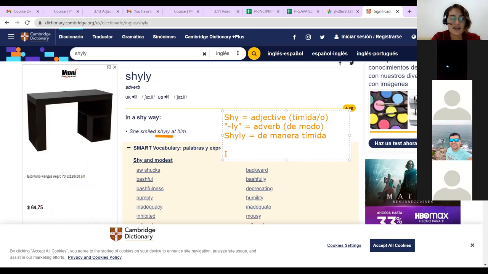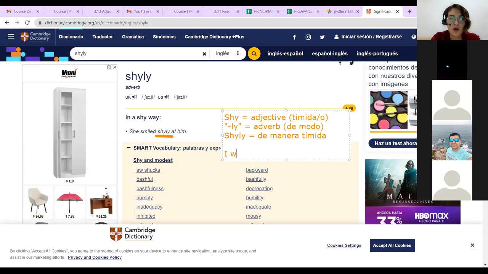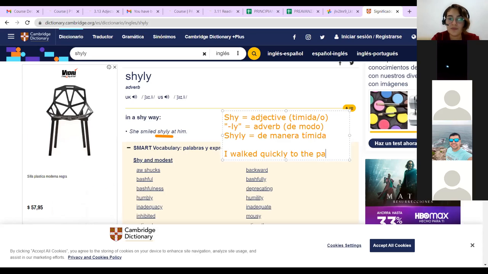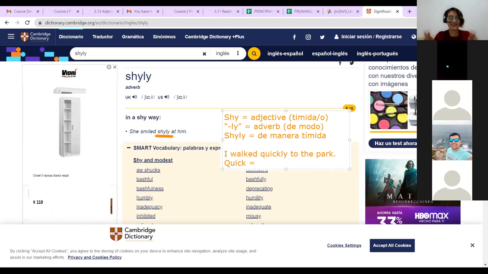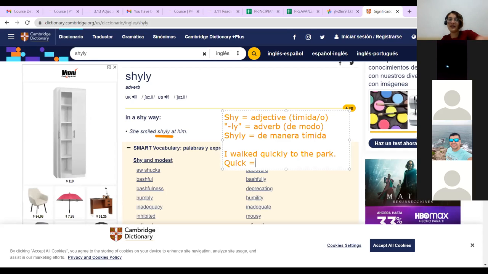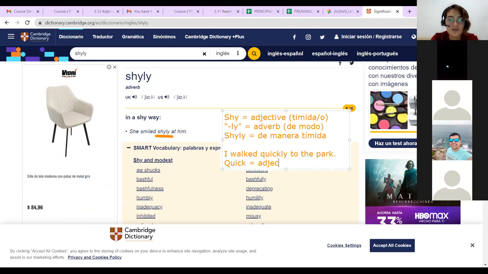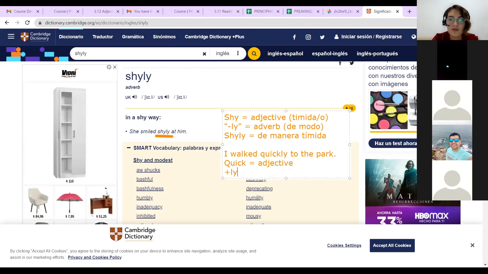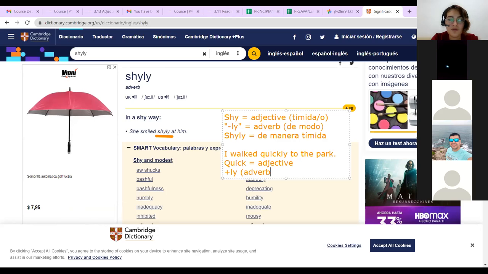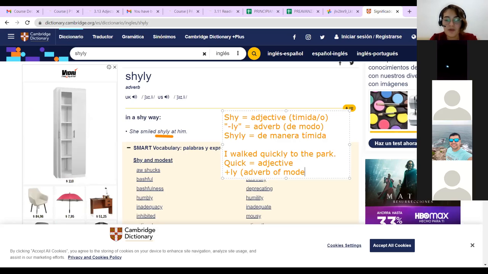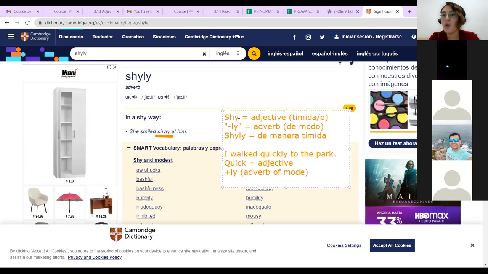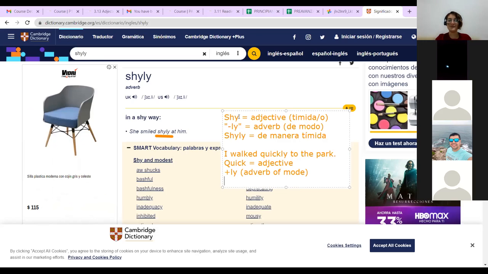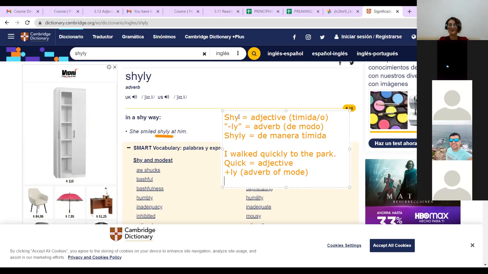That's right, exactly. So, wow. I walked quickly to the park. Quick. Ok. Caminé rápidamente. Exacto, exacto. Es el equivalente a ese mente de cuando describimos algo en español. So, rápidamente, tímidamente, alegremente. Quick is the adjective plus ly for the adverb of mode or of way or whatever. I call it adverb of mode. Meaning in a very fast way, in a very quick way, de una manera muy rápida, quickly. ¿Sí? Ok.